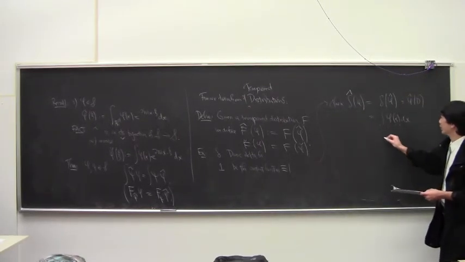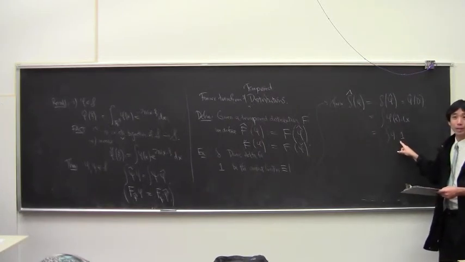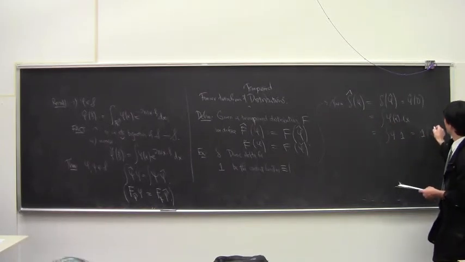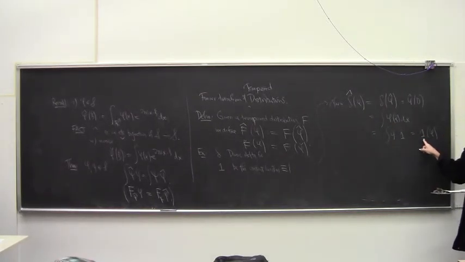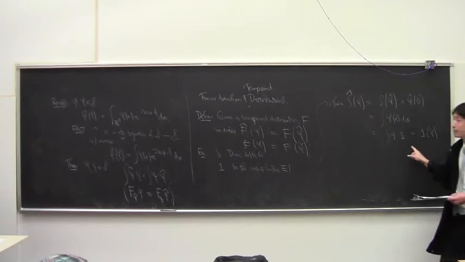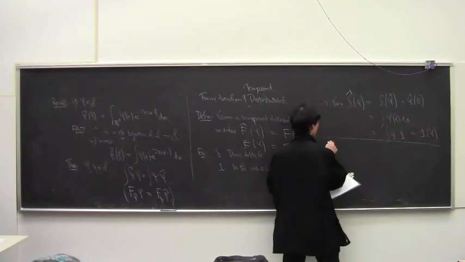Right? Which you could think of as the integral of phi against the constant function 1. In other words, it's 1. It's the constant function 1 as a distribution acting on phi. Okay. So the Fourier transform of the Dirac delta is the constant function 1.